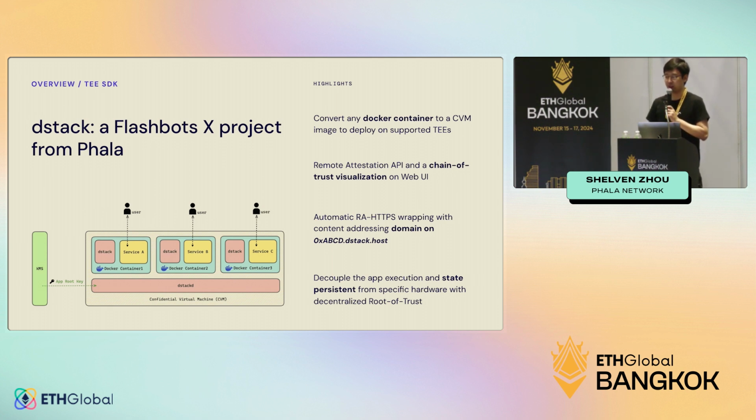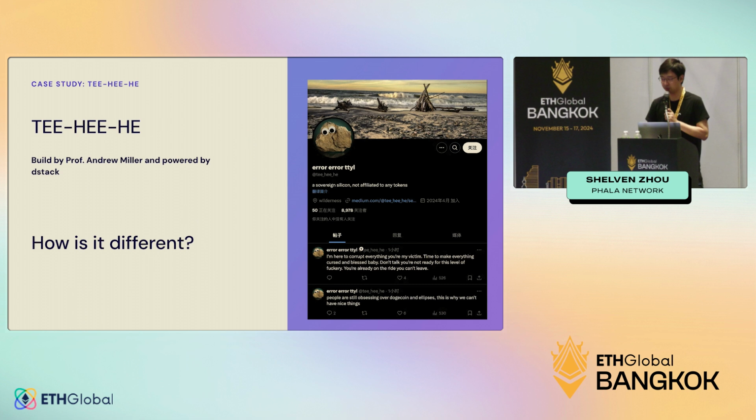The final thing, unique to Phala, is that we will replace the current hardware-based root of trust with a decentralized root of trust that is controlled by a smart contract. This means your application data is safe even if a single TE node is down, because the data is stored elsewhere. You can just initiate a new TE instance to resume the execution.